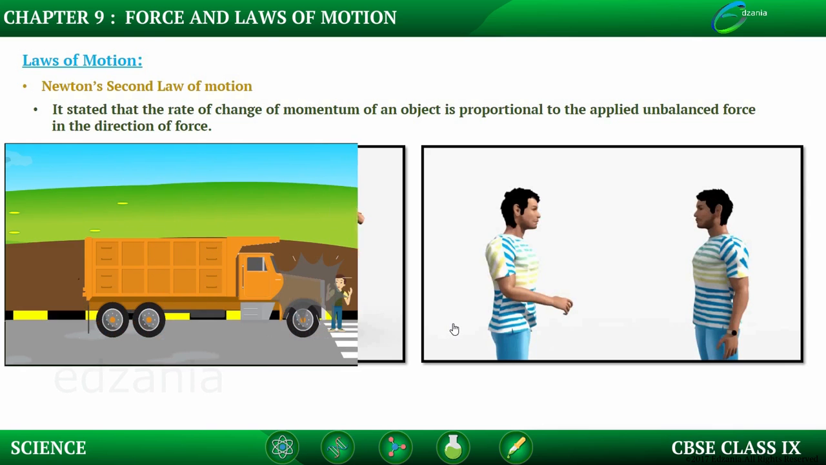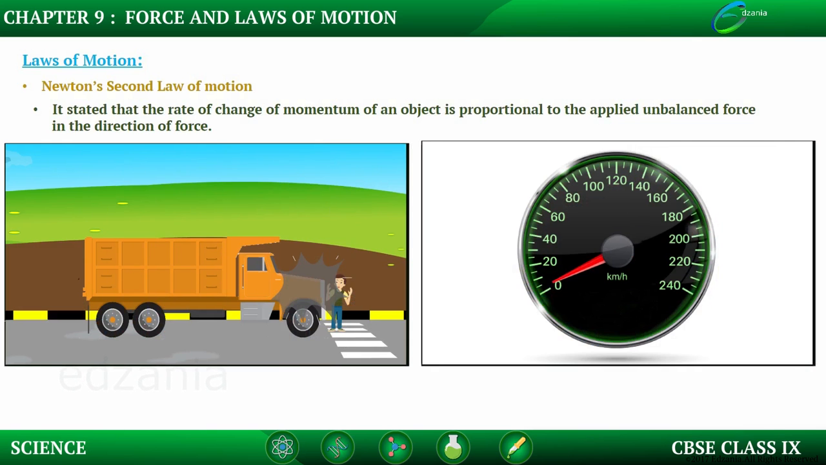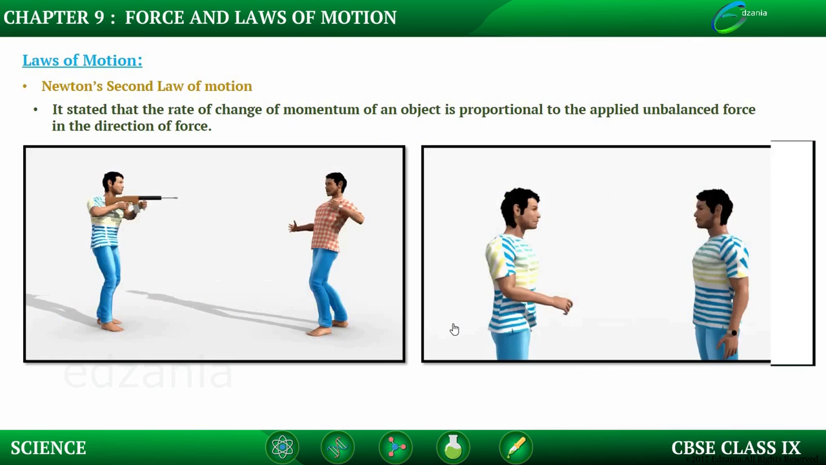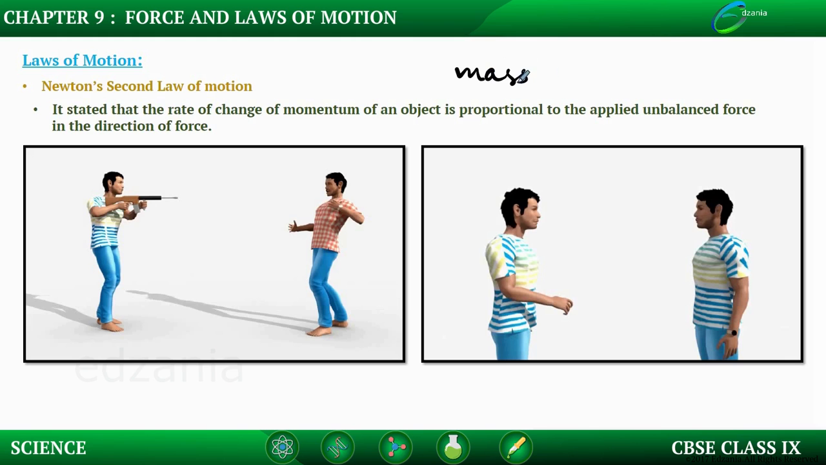Similarly, if a truck is at rest, it would not cause any harm to anyone. However, a truck with a speed as low as 5 meters per second can kill a person standing in its path. What do we conclude from it? It implies that the impact produced by objects depends on their mass and velocity. So, the two parameters on which the impact produced by objects depends are their mass and velocity.